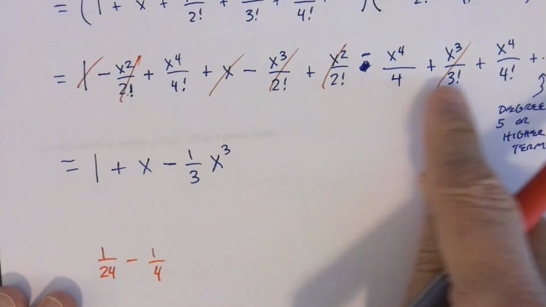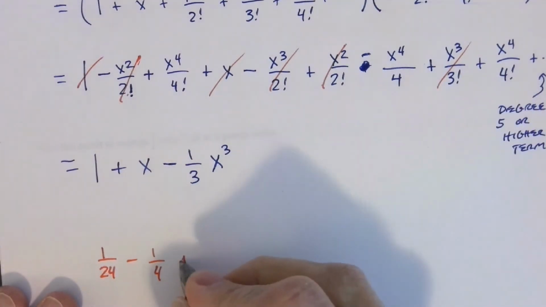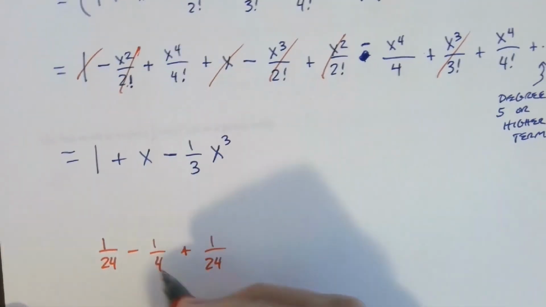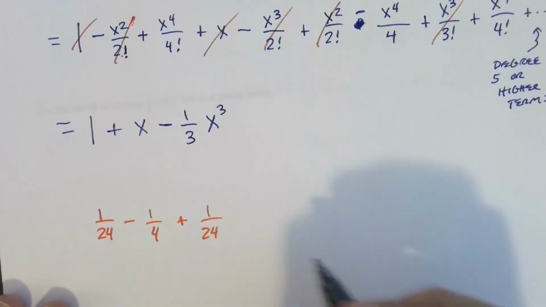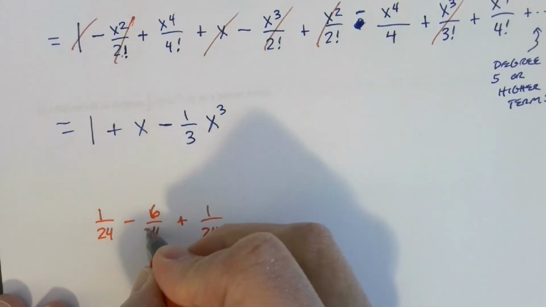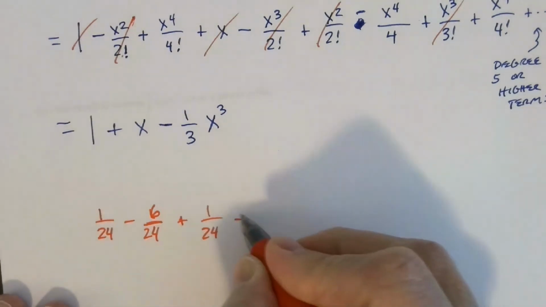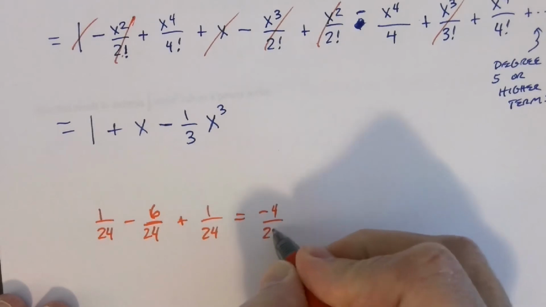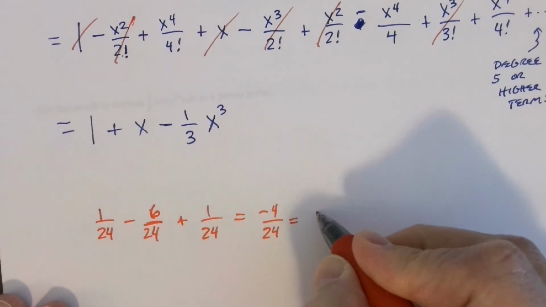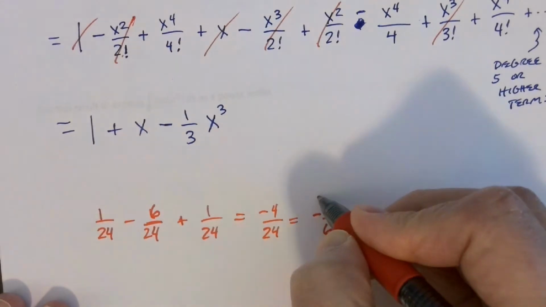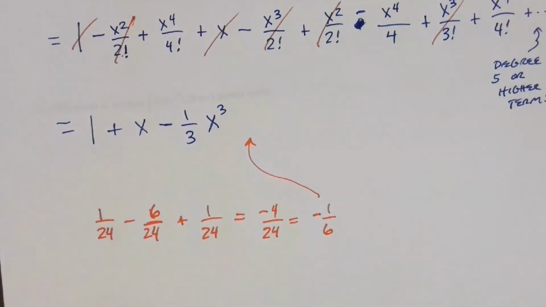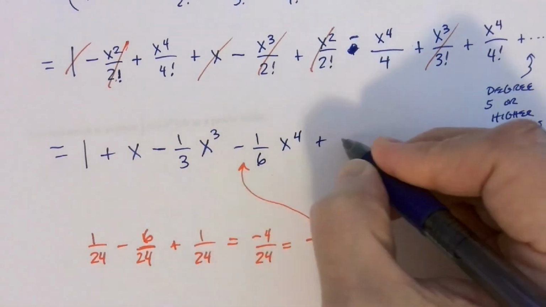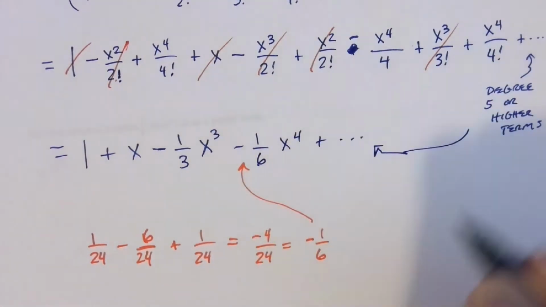And then I have plus another 1 over 4 factorial, 1/24. Now to get a common denominator here over 24, what do I need to multiply top and bottom here? 6, right? So 1/4 is 6/24. And this becomes 1 minus 6 is negative 5, plus 1 is negative 4/24. 4 divides top and bottom, giving me negative 1/6. So that tells me I've got negative 1/6 x to the 4th, and then dot dot dot, right? These are going to be degree 5 or higher terms.